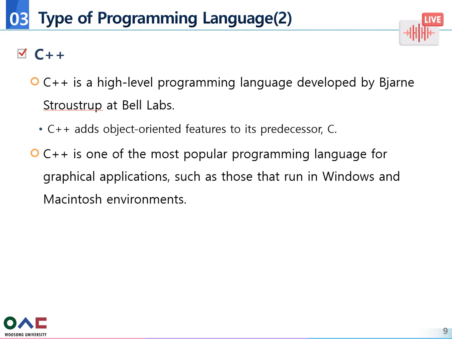C++. C++ is a high-level programming language developed by Bjarne Stroustrup at Bell Labs. C++ adds object-oriented features to its predecessor, C. C++ is one of the most popular programming languages for graphical applications, such as those that run in Windows and Macintosh environments.